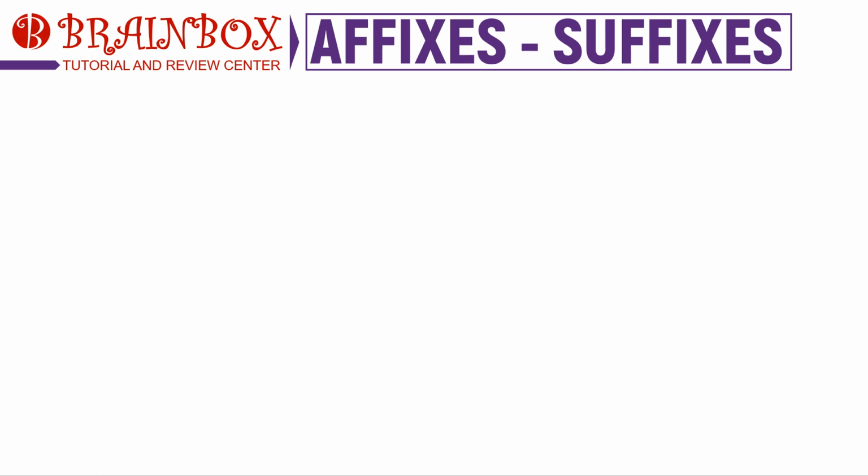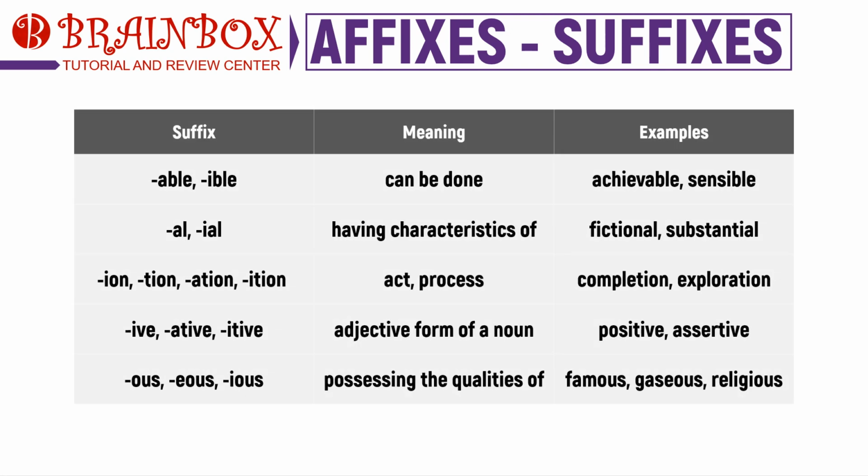There are many suffixes in written English, and here are just some of them. We have the suffixes -able and -ible. Both are used as suffixes to create adjectives that describe the possibility, capability, or quality of the nouns they modify. Both suffixes often convey a sense of ability or suitability. For example, achievable and sensible.